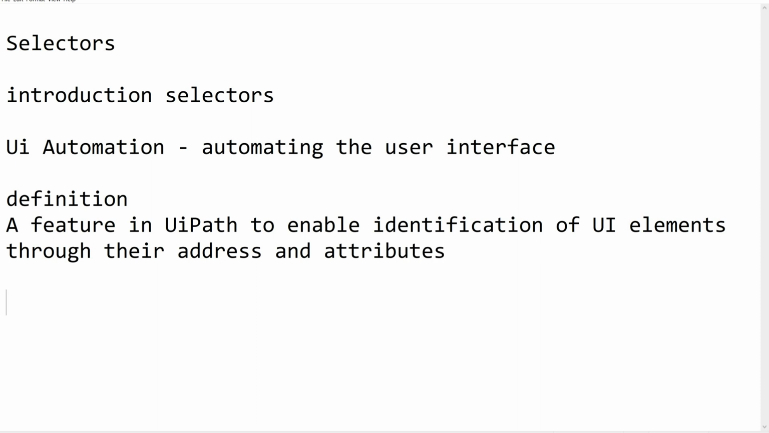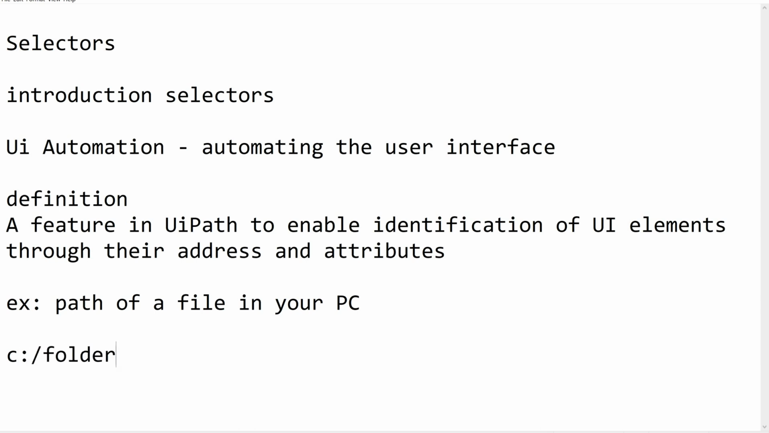Let me give you a real-time example. If you want to give a path of a file in your PC, in your computer, you are supposed to provide the complete path, right? Let's say some C colon, some folder name, right? And then subfolder name, then some file name dot with the extension.